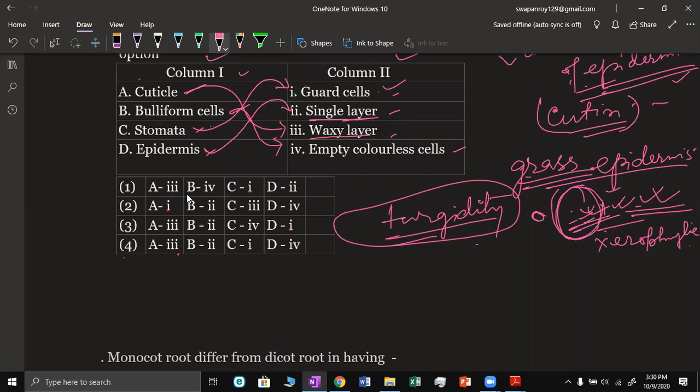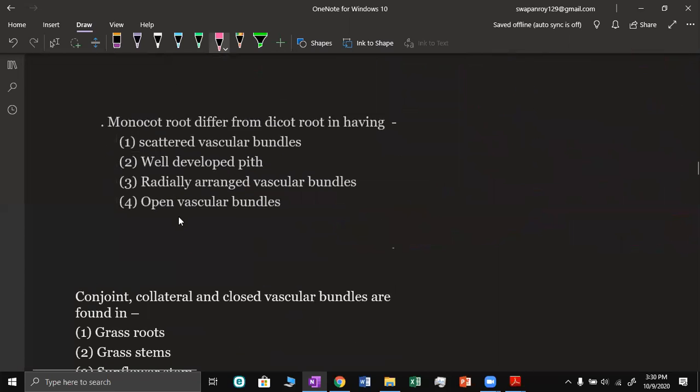But if we see B, bulliform cells should be with 4. So B with 4 is present only in option 1. So naturally this one is the answer. Others will match automatically. C is 1, astomata, guard cell 1, and D with 2, that is, epidermis is single layer 2. So this is the answer.